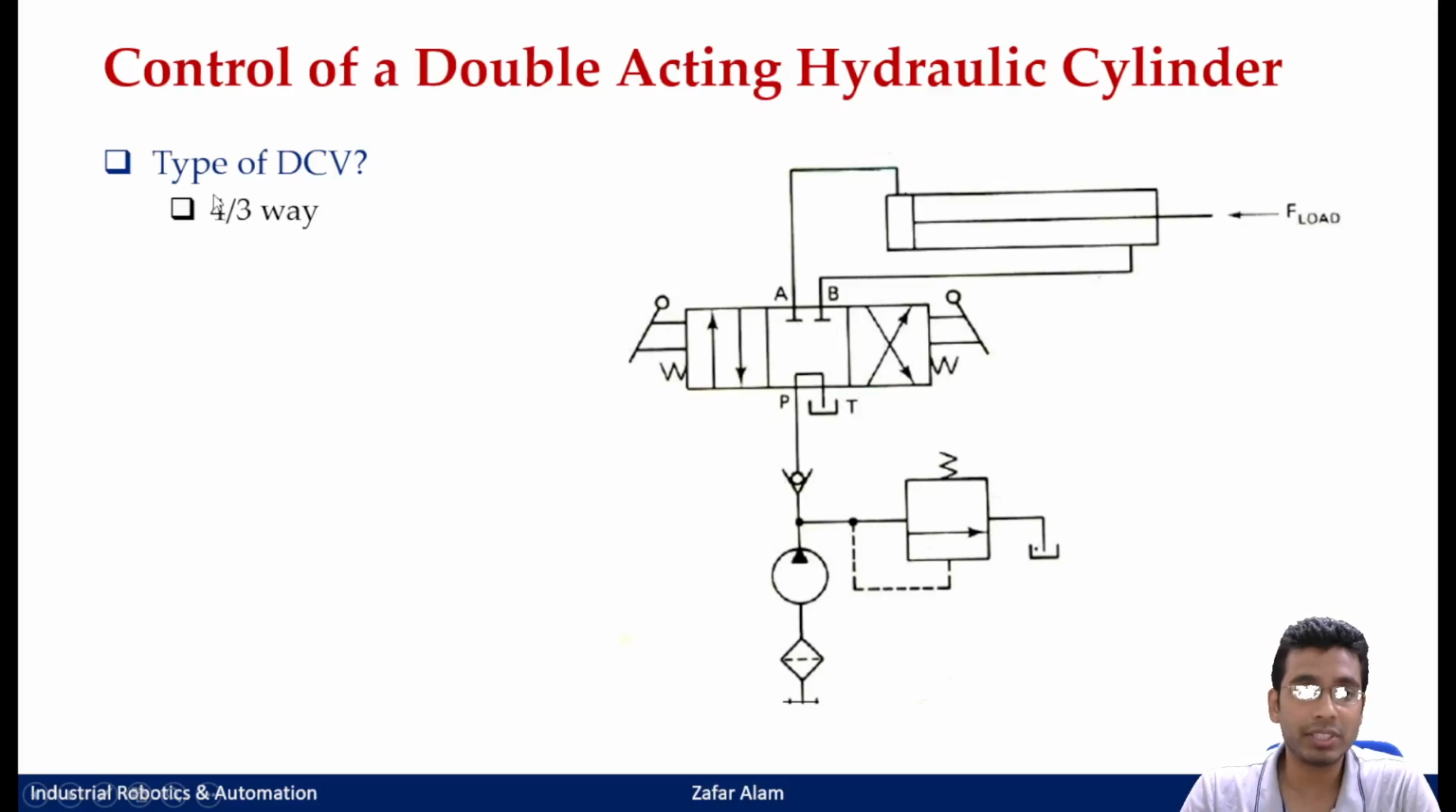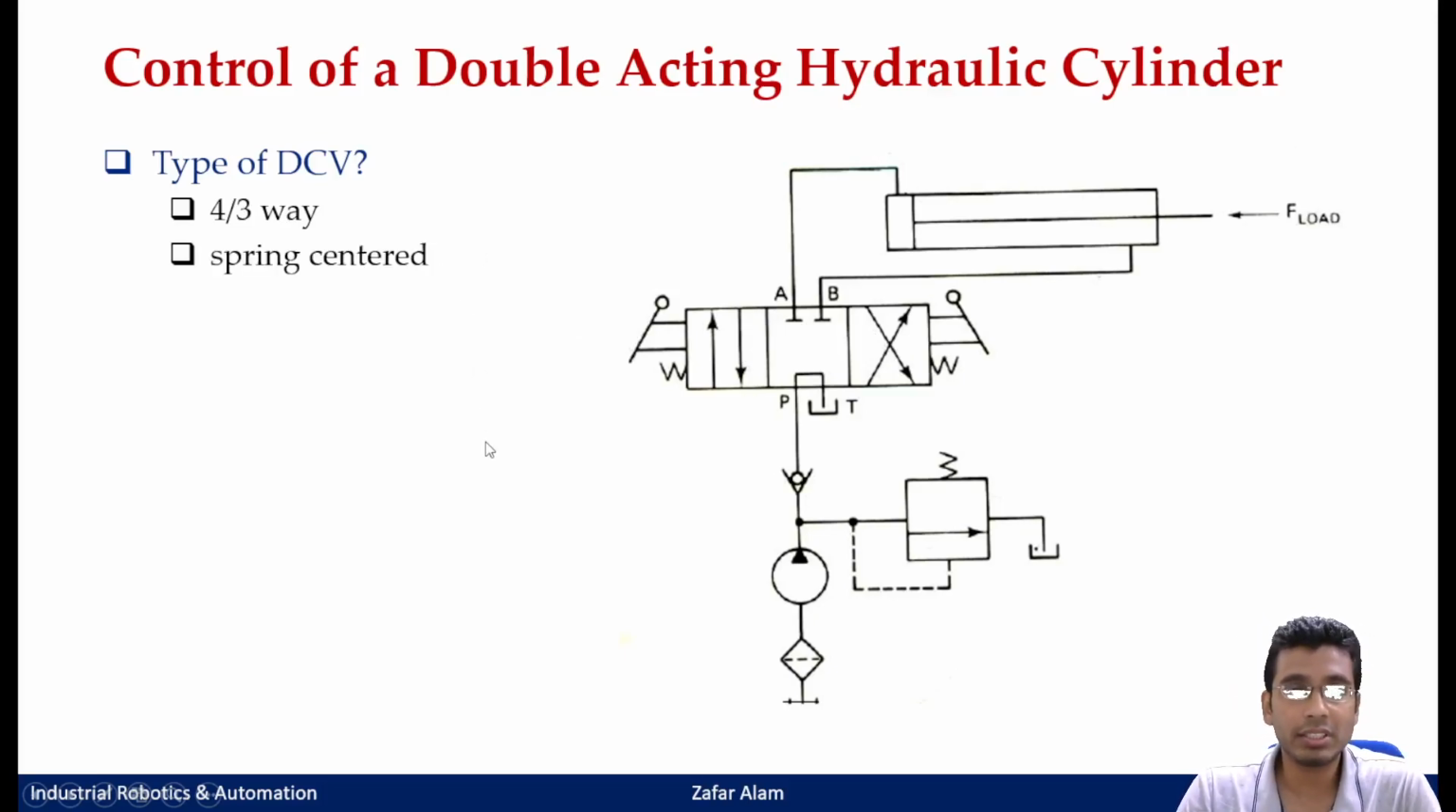That is why the first numeric value before the slash denotes your ports, and the second numeric value after the slash determines your positions. If you see, there are 3 positions. This is the first position that will extend the cylinder. The second position is one in which all the ports are blocked and the cylinder would remain in whatever position it is in, and the third position is a retracting position. So you have 3 positions denoted by 3 square blocks here, and you have 4 ports.